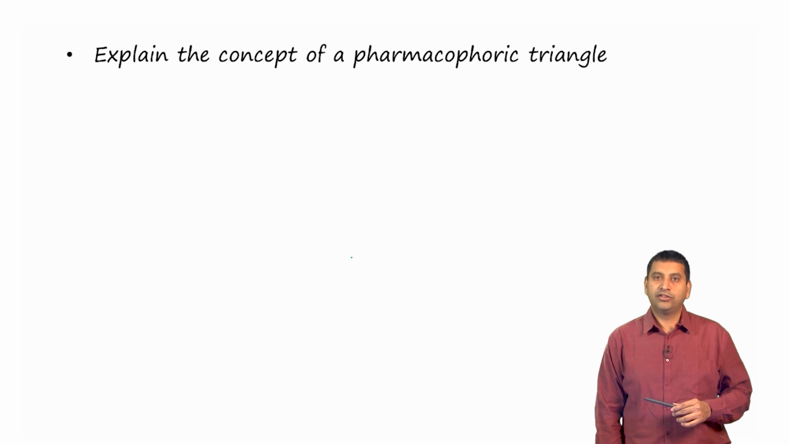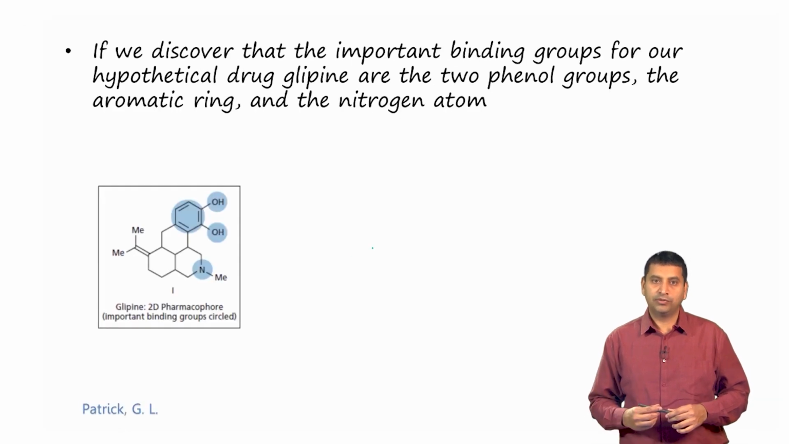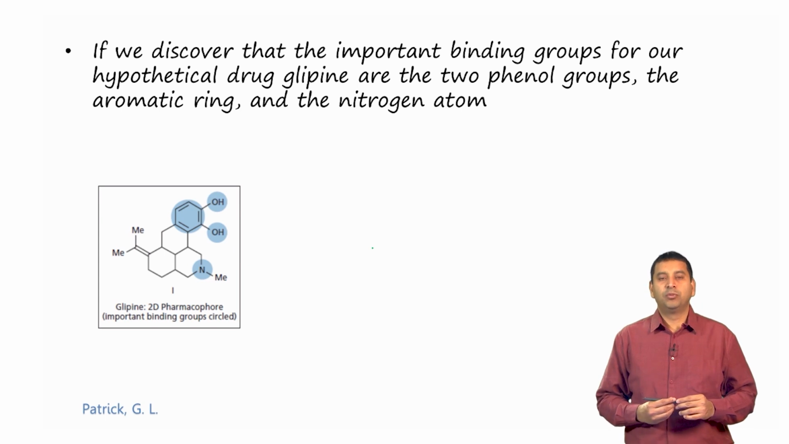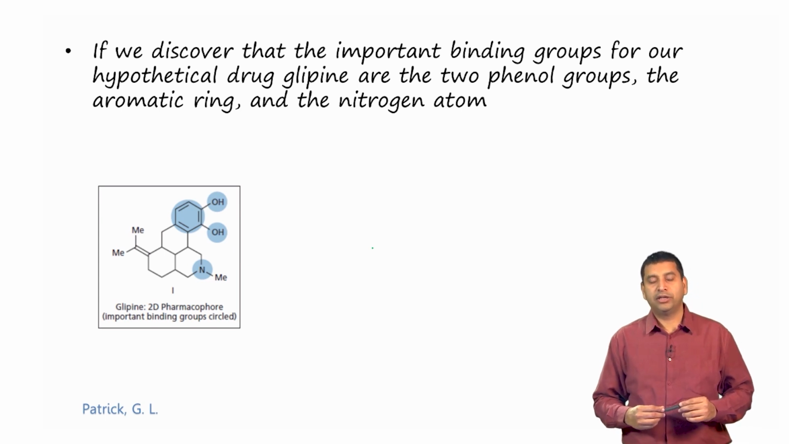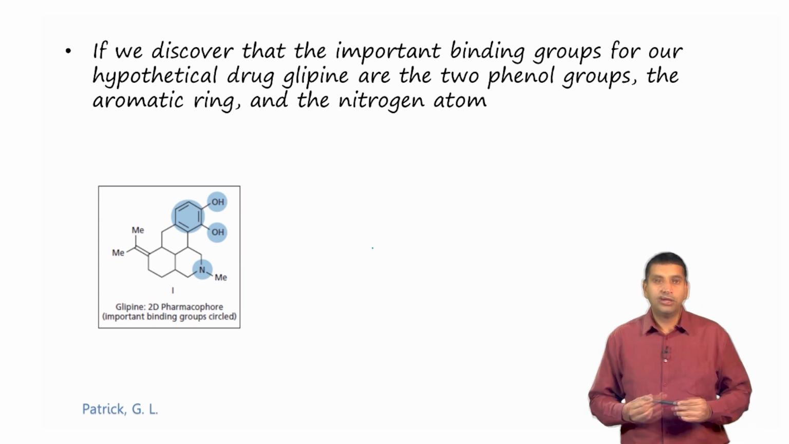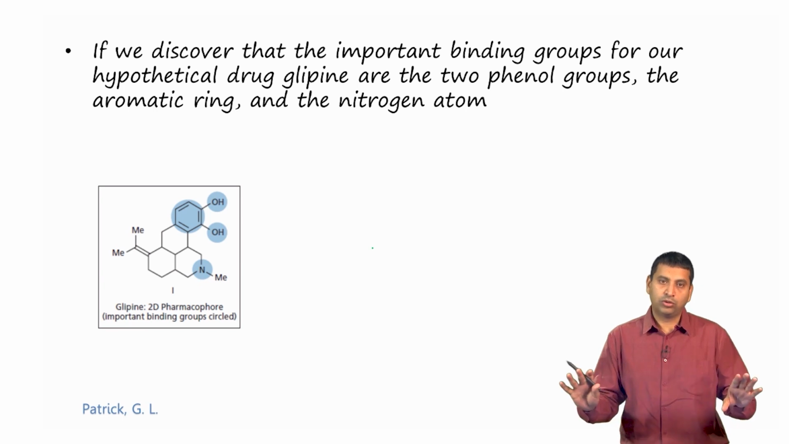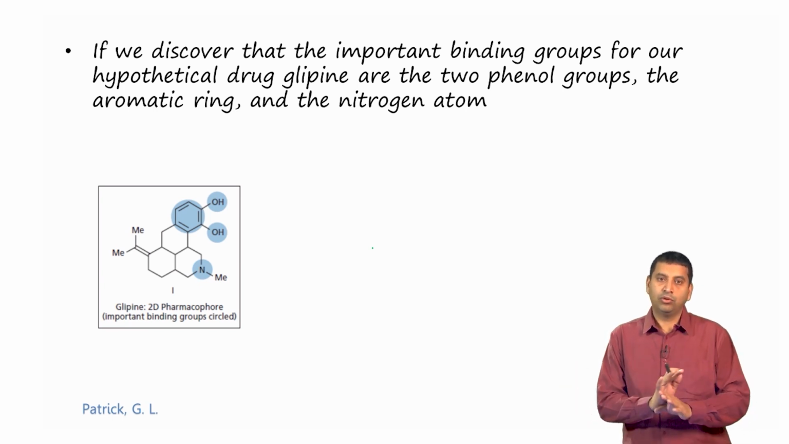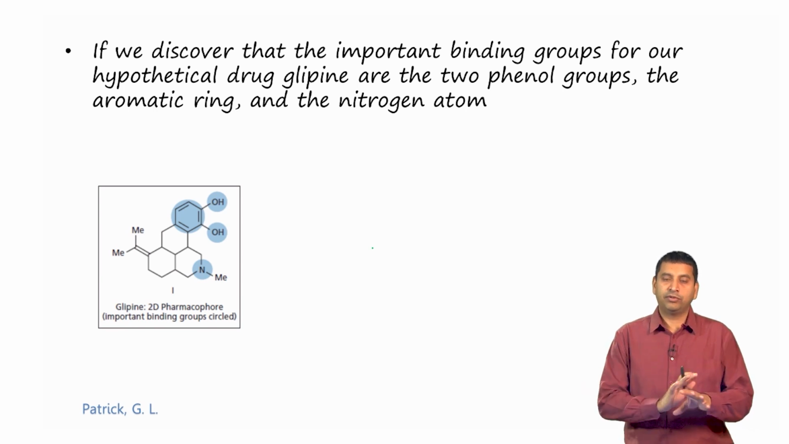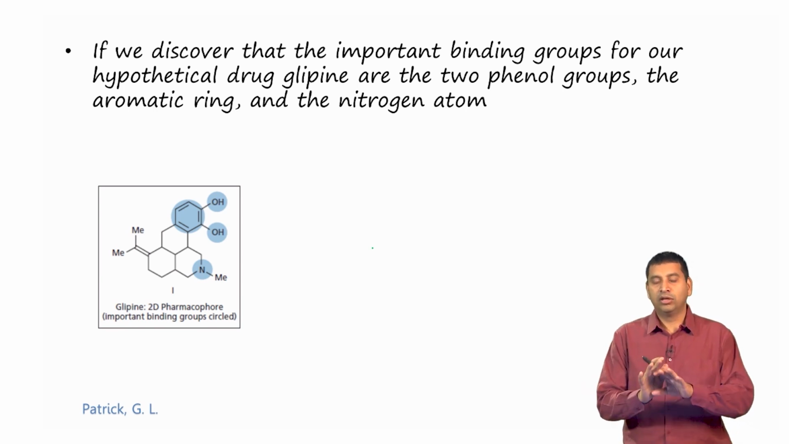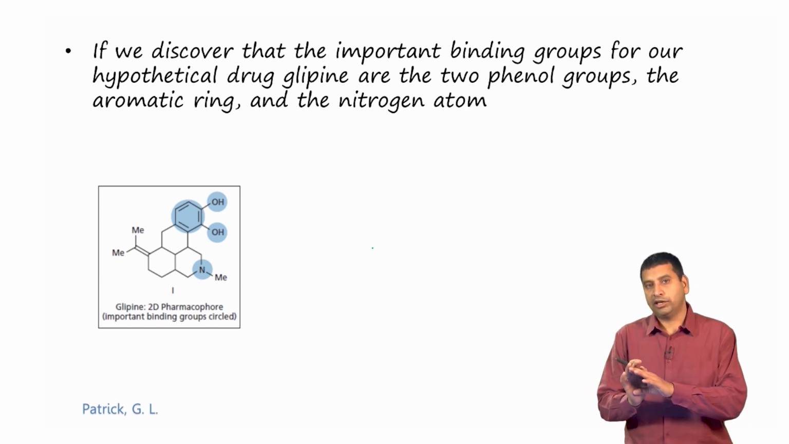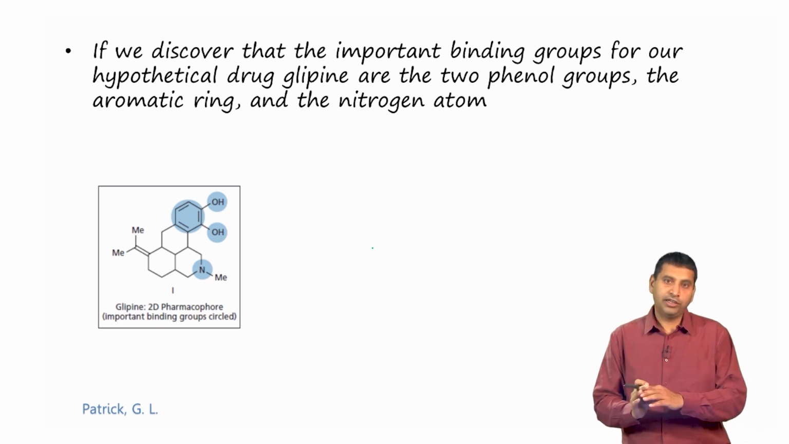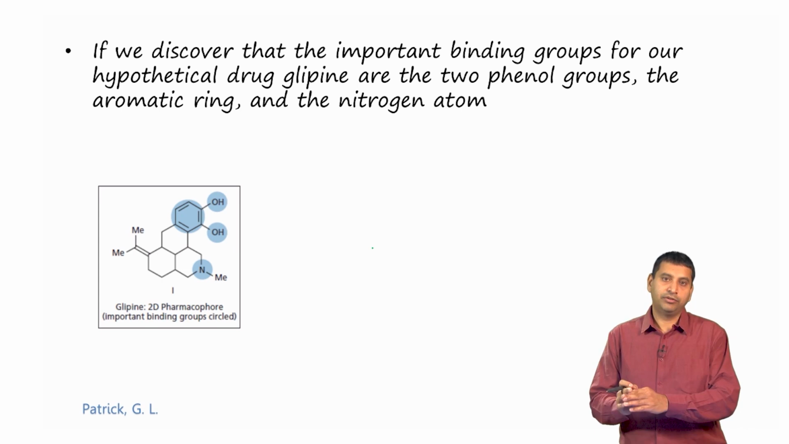In order to address this question, let us go back and look at some of the lecture slides that we encountered previously. Let us go back to our hypothetical drug molecule, which is glipine. It is very easy for us to draw out a two-dimensional pharmacophore. We have done this n number of times in the course. You just identify the various functional groups and find out which are the ones that are going to interact with the receptor, or removal of which will result in a large decrease in the activity.